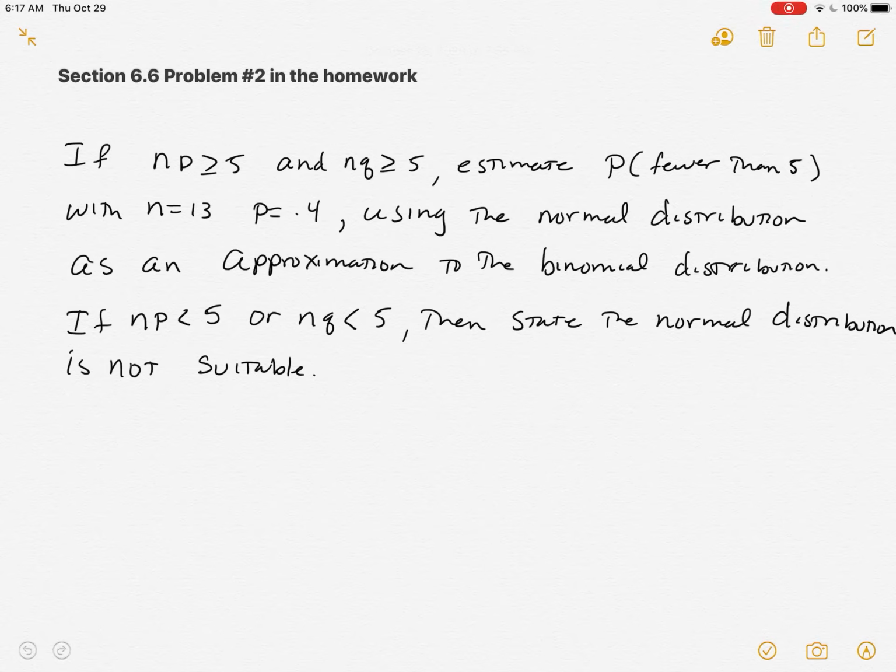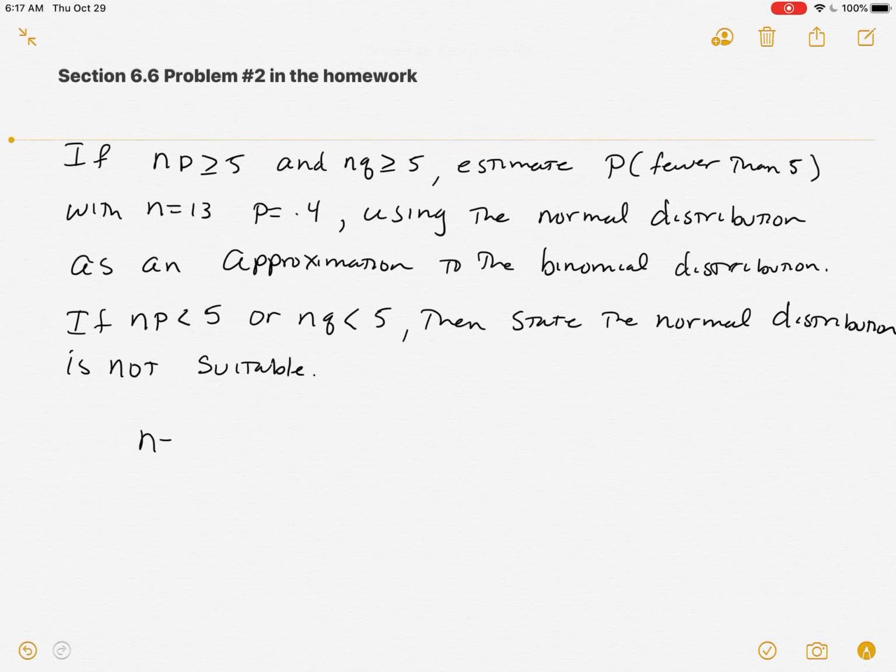So then it also continues, if n times p is less than 5 or n times q is less than 5, then state the normal distribution is not suitable. And so that's why they have two options. Option A, where you can answer the question, option B, where you say you can't even use the normal distribution. And so we absolutely need n times p and n times q to be greater than 5. And we have that in this case.